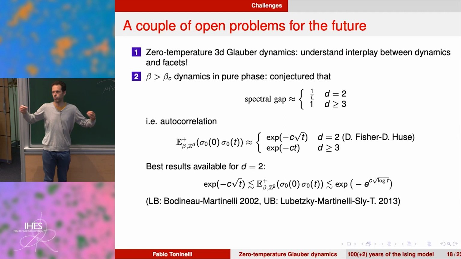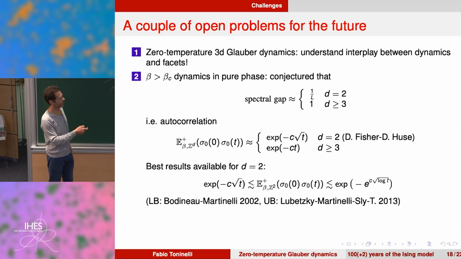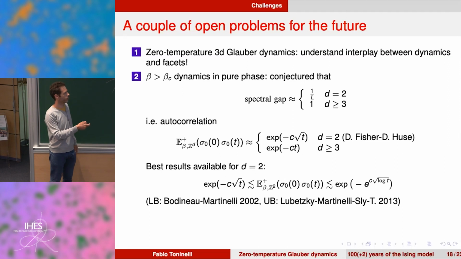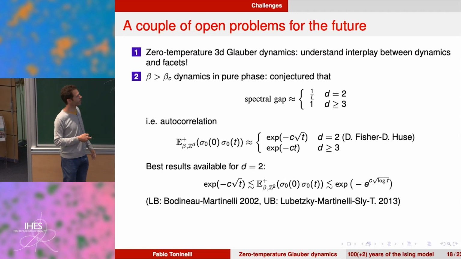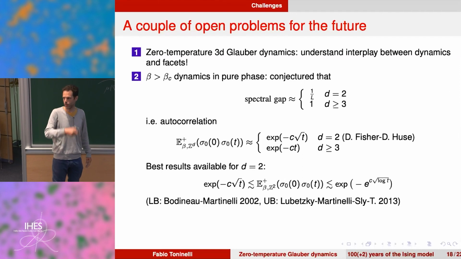Obviously, for t going to infinity, the two things decorrelate, so this tends to 0. It's expected in dimension 2 to go to 0 like a stretched exponential. It was conjectured by Fisher and Huse in the 80s. And in higher dimension, it should converge exponentially fast.